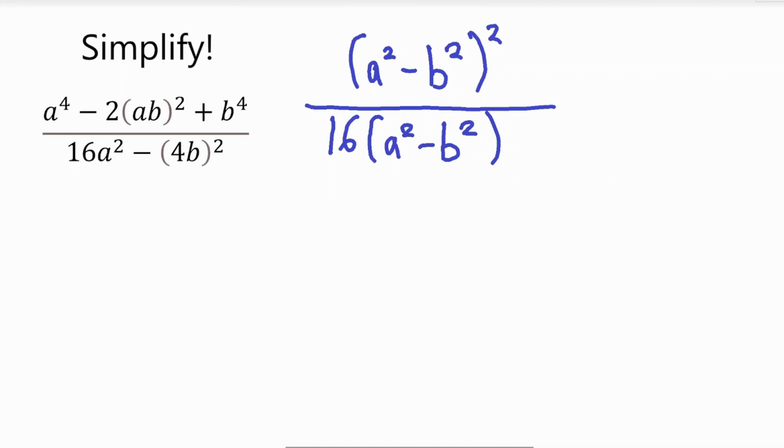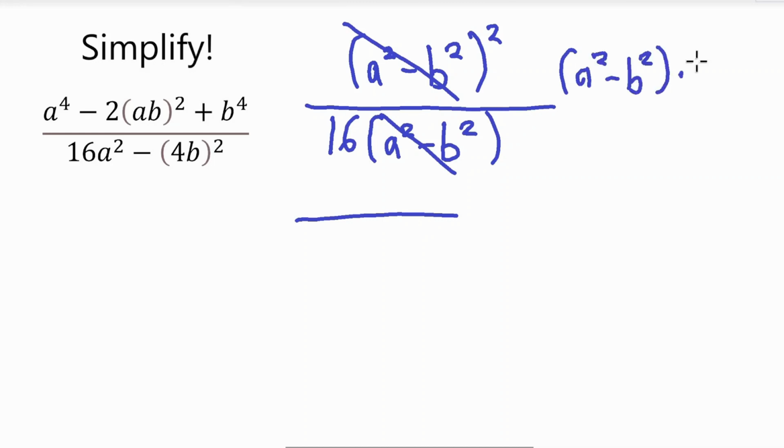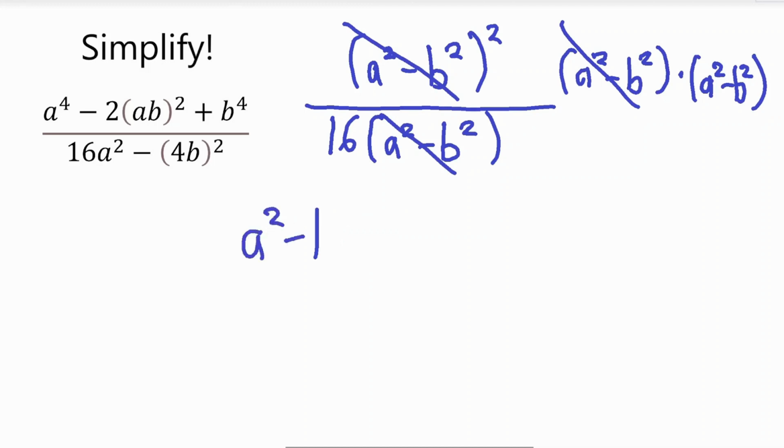equation. It's not simplified fully yet. But notice how we have a squared minus b squared in both the numerator and denominator, which means we could cross it out. But notice how this a squared minus b squared is being squared itself, which means there's two of them present. So this is basically a squared minus b squared times a squared minus b squared. So basically cancel one out. So that leaves us on the numerator with just a singular a squared minus b squared. And on the denominator, it leaves us with 16.